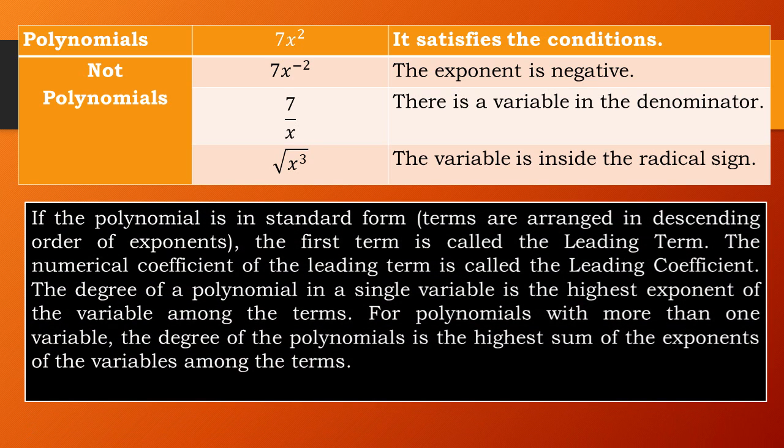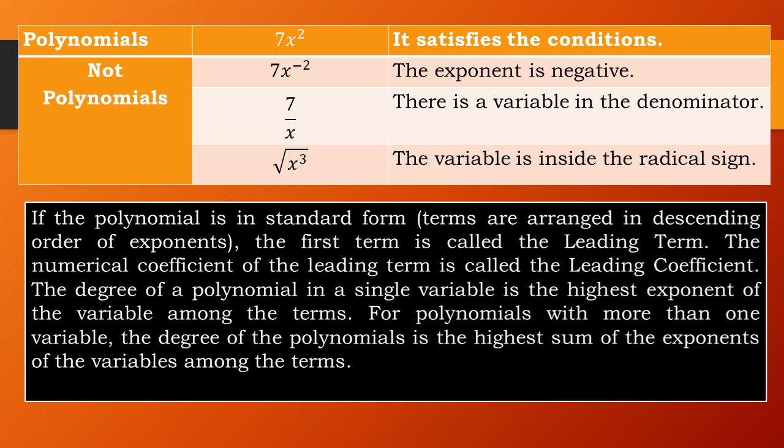If the polynomial is in standard form, terms are arranged in descending order of exponents. When we talk about descending, it is from the highest to lowest. The first term is called the leading term. The numerical coefficient of the leading term is called the leading coefficient.